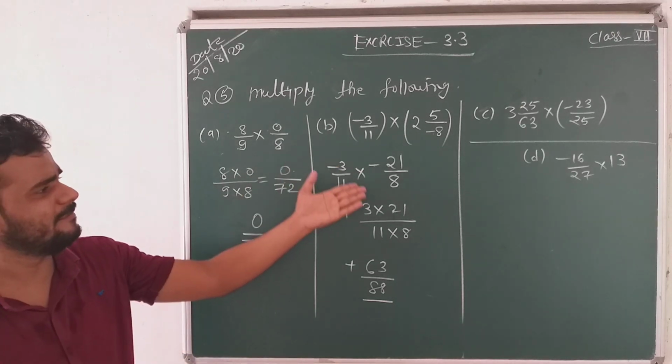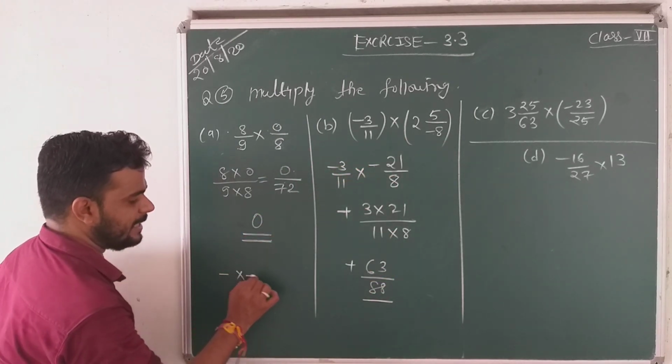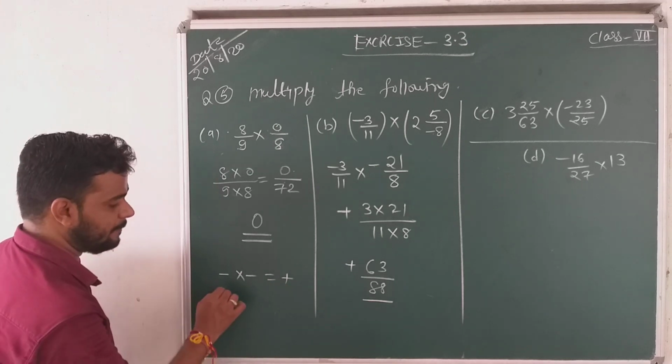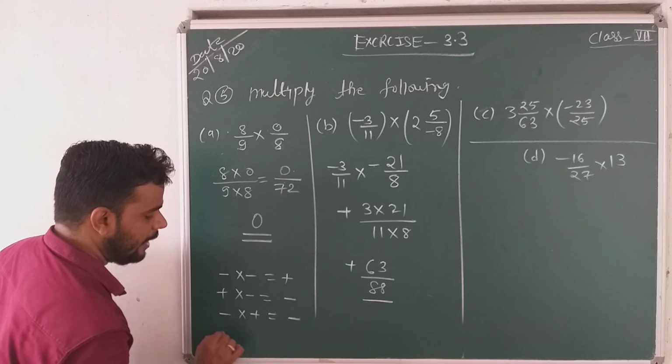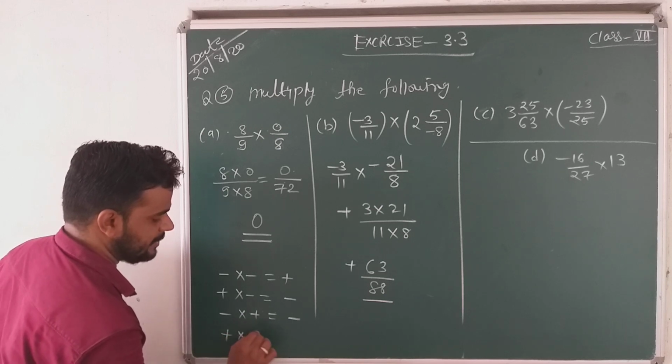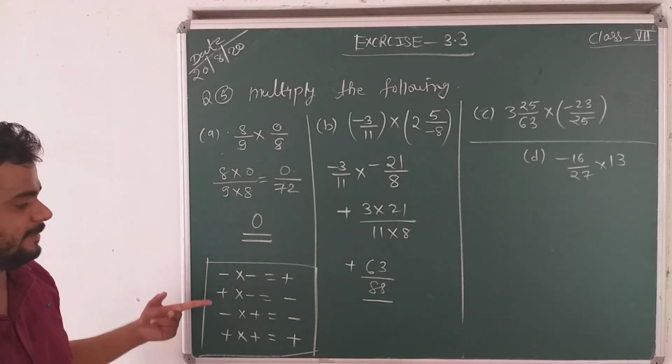Okay, then simply we will do the multiplication. If two negatives are there, then the result is positive. If one positive and one negative is there, then the result is negative. One negative and one positive means negative. And positive multiplication is always positive. This is the basic rule of multiplication of negative and positive numbers.